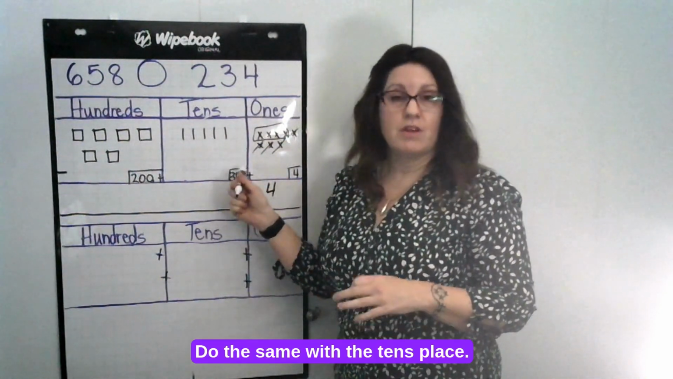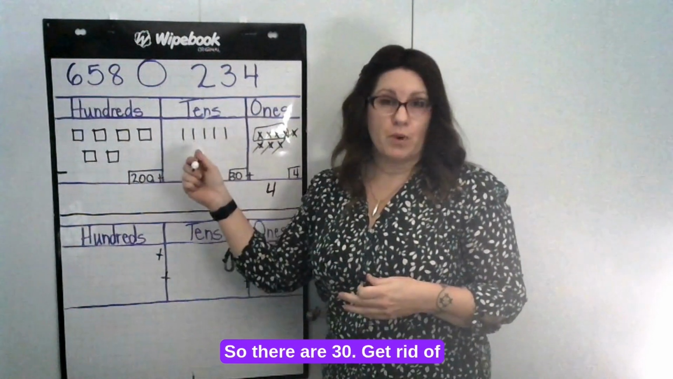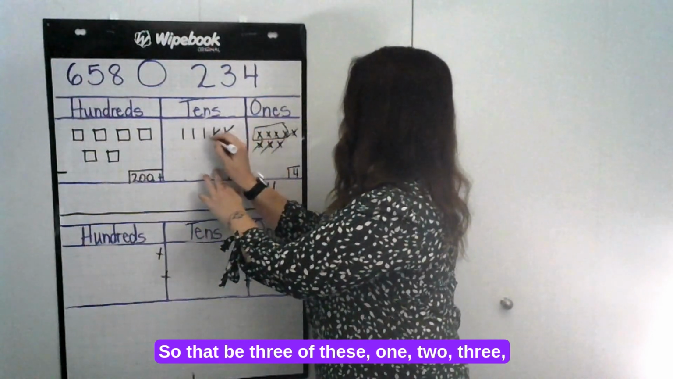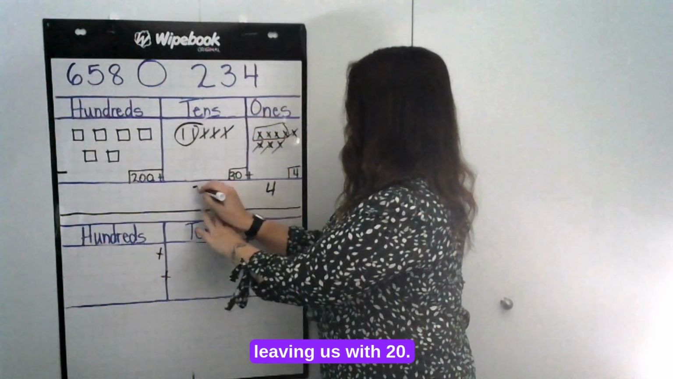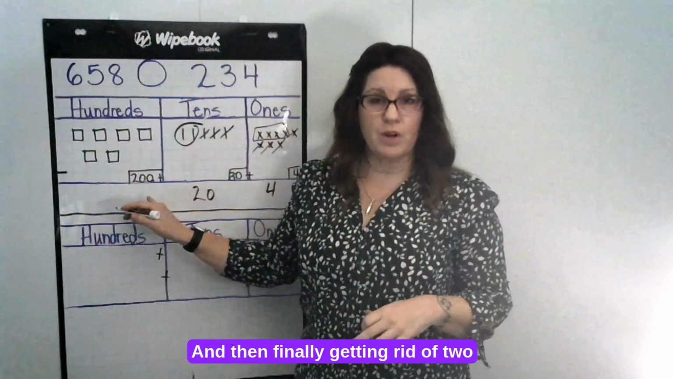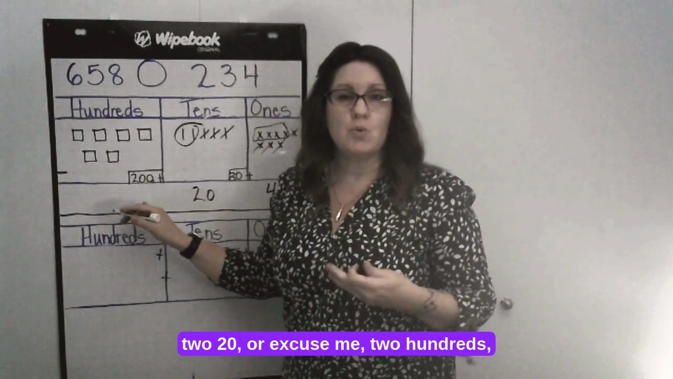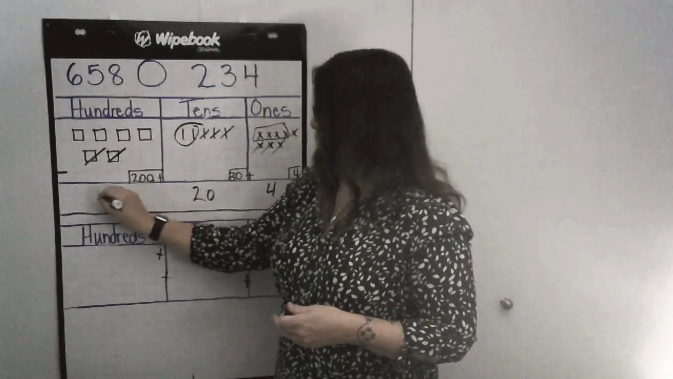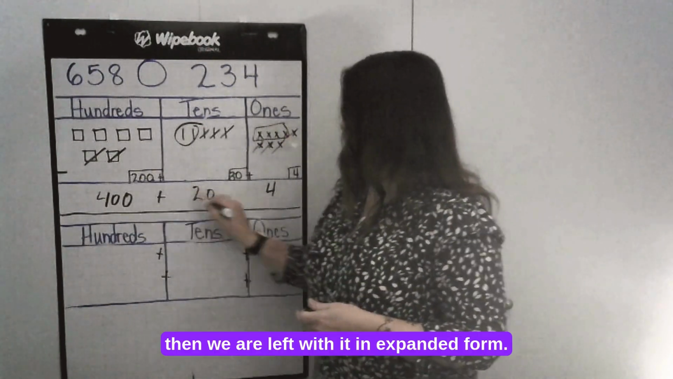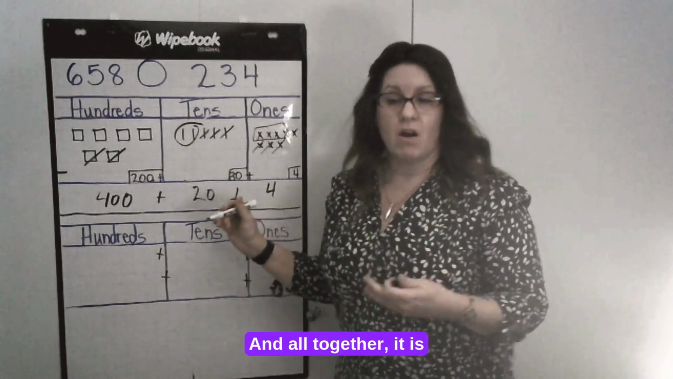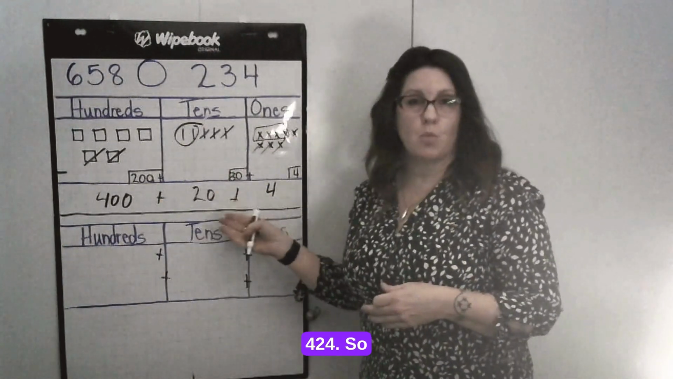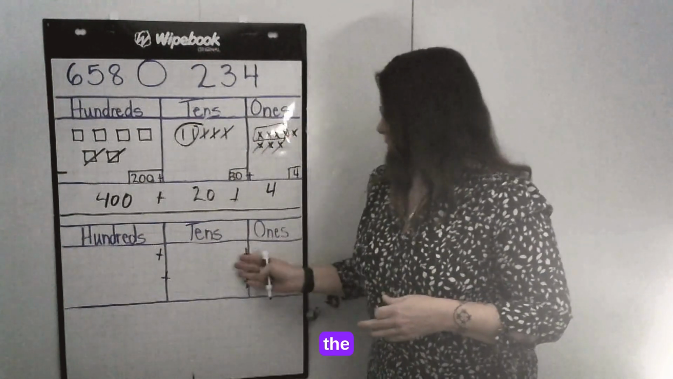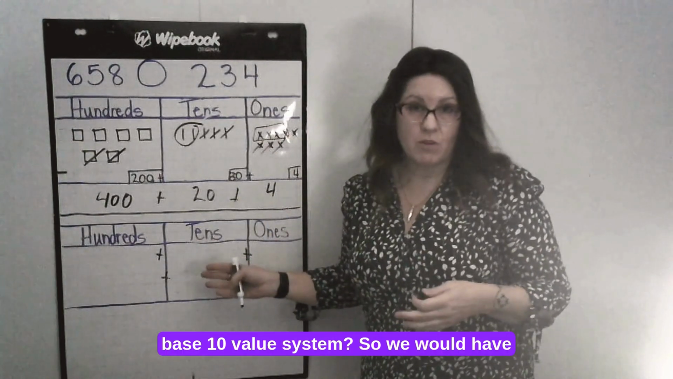Do the same with the tens place. So there are 50. Get rid of what would represent 30. So that would be 3 of these. 1, 2, 3, leaving us with 20. And then finally getting rid of 200s. 1, 2, and that would leave us with 400. And then we are left with it in expanded form, and altogether it is 424.